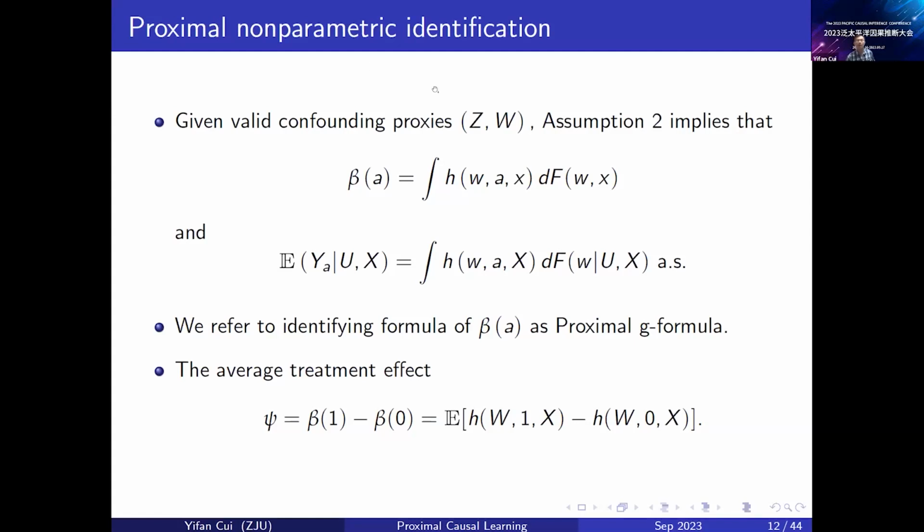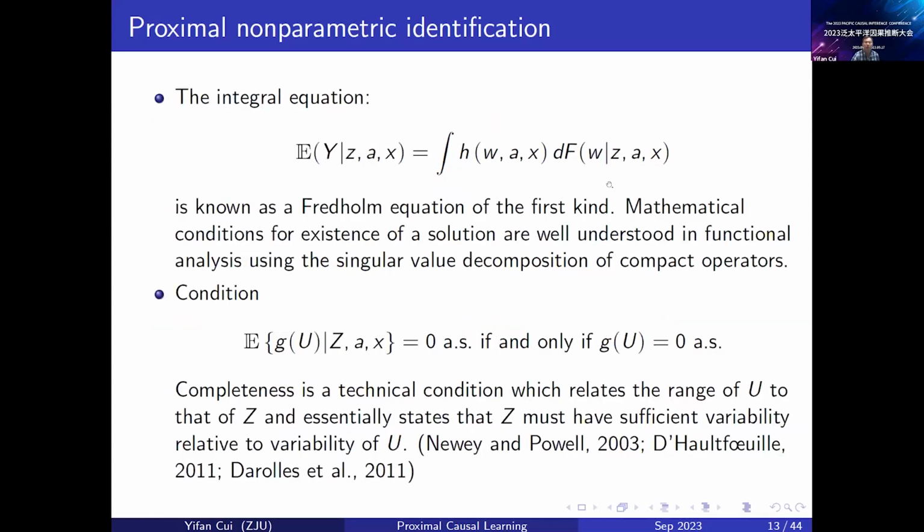Okay, so now we have the identification, but let's look at the implication of these two assumptions. Assumption 2A essentially requires the existence of a solution of the well-known Fredholm equation of the first kind. The mathematical condition for this is well studied in functional analysis. I'm not going into the technical details here. And in the next slide, we can take a look at when Z, W, and A are all binary. What does this condition say?